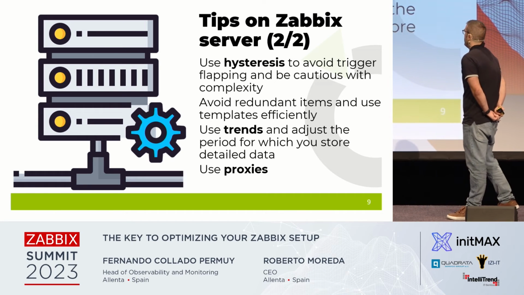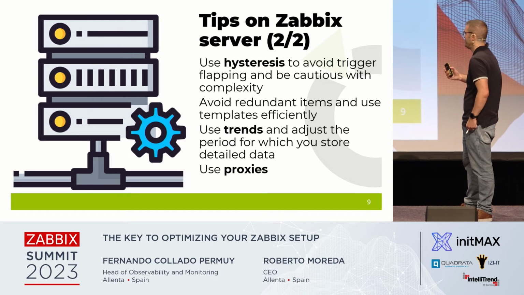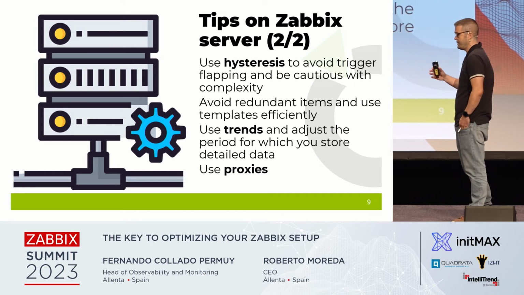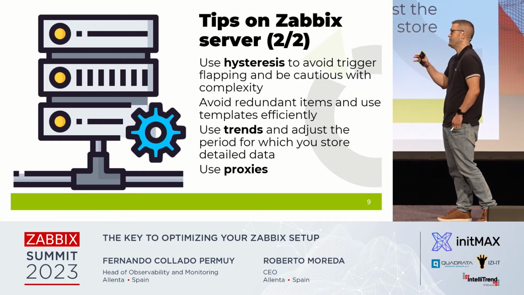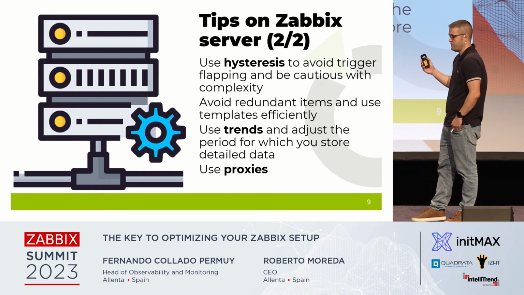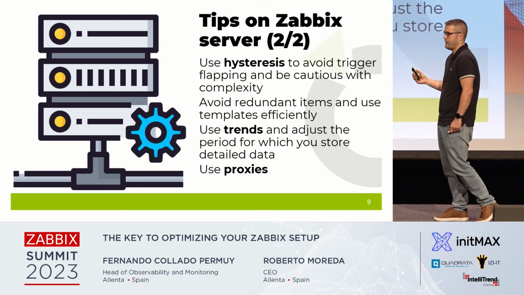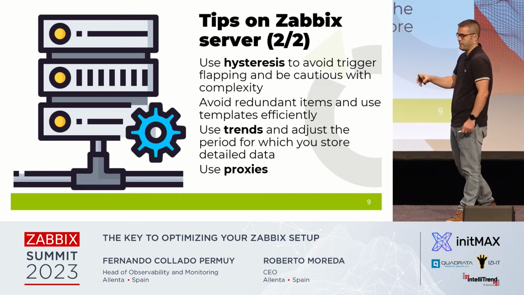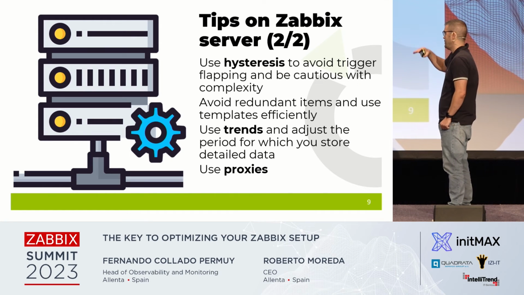Hysteresis is the old way that we have in Zabbix to avoid this kind of flapping trigger. It means trying to say, okay, I want to alert if several values are over 5, but I will not recover this alert until the value is lower, probably 3 or even lower, to avoid this flapping where the data is going over and under this very number.